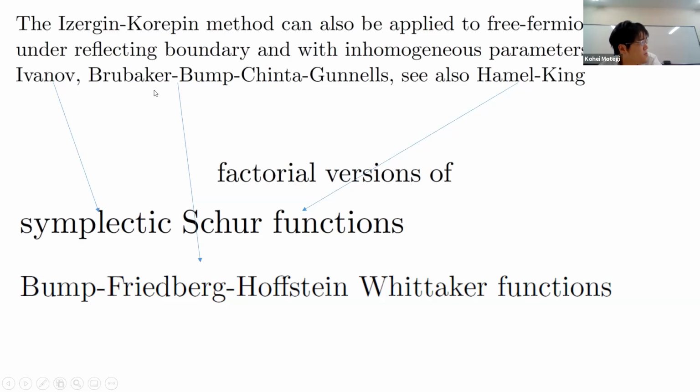You can do the Izergin-Korepin method by considering an inhomogeneous generalization of these models, and you get factorial symplectic Schur functions and the factorial versions of Bump-Friedberg-Hoffstein Whittaker functions from this model.